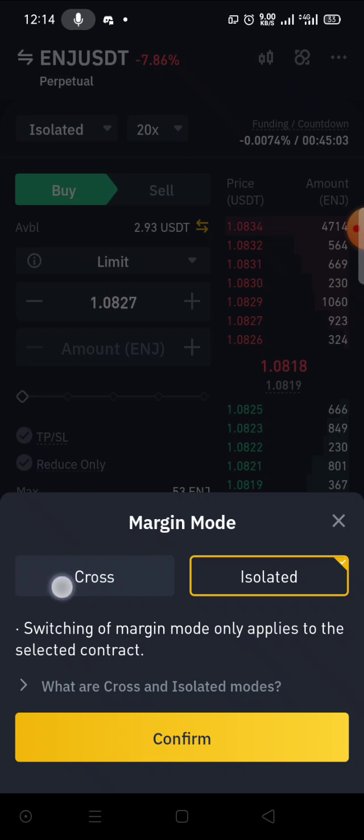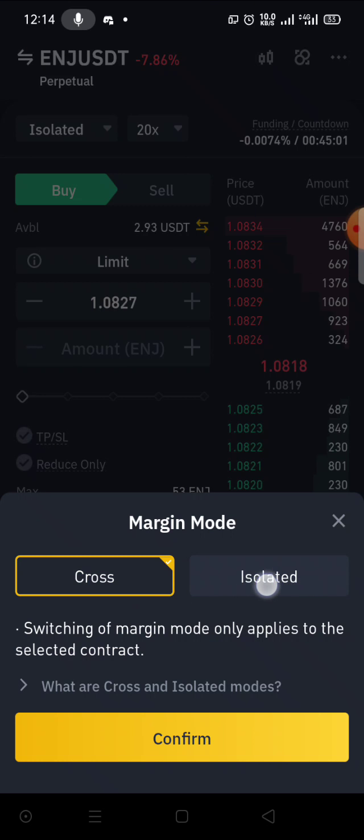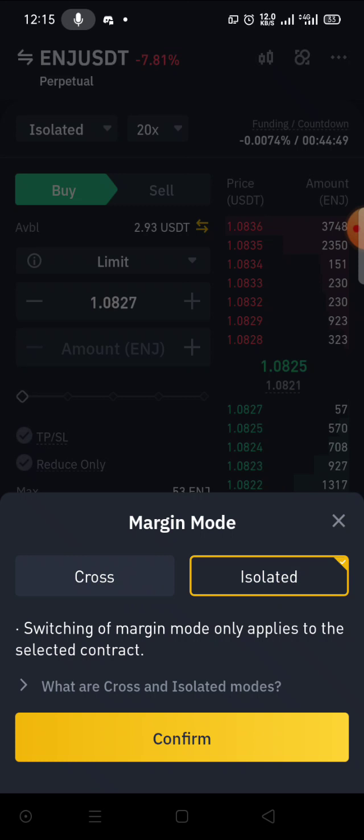cross. We have the cross and we have the isolated. These are two different kinds of mode you trade with on futures. And please be careful. For starters, do not make use of cross. Do not make use of the cross mode, rather use isolated mode. I will explain each of these modes.